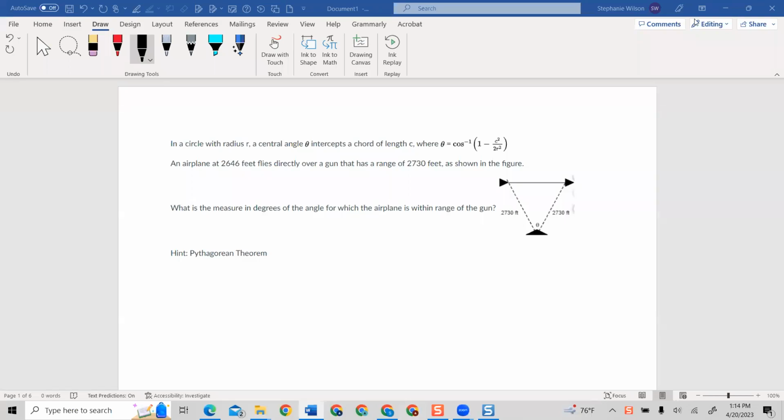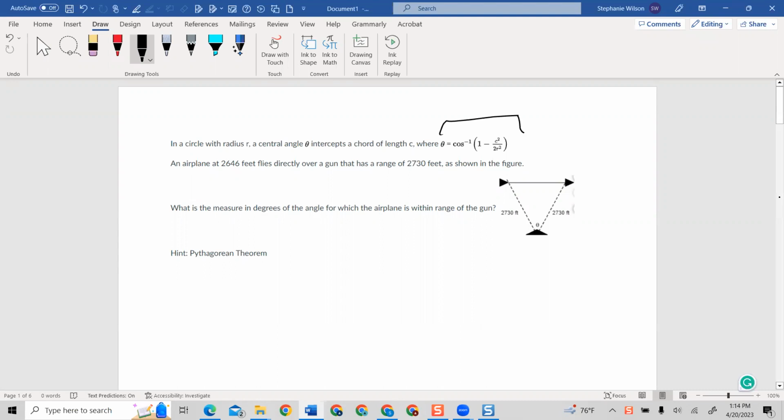Let's review over chapter 4. This first example says, in a circle with a radius r, a central angle theta intercepts a chord of length c. And then we're given this formula right here.